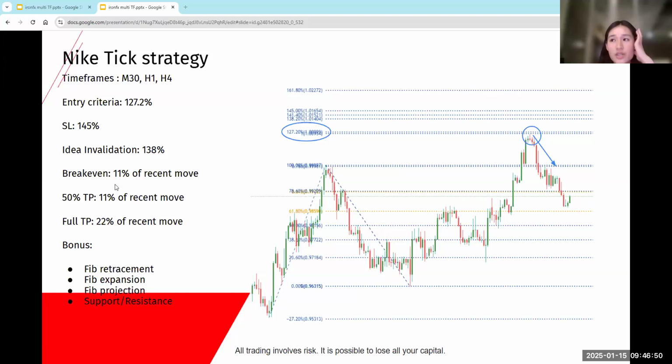I think the important thing to take note of would just be the time frames to use this on, the entry criteria, this 127 that I've highlighted, stop loss, and your take profit. The 50% is just a partial profit if you're interested in that. Break even is just, again, a trade management technique, and idea invalidation as well. So if you're not that interested in it, you don't have to use it. This is just a guide to follow.